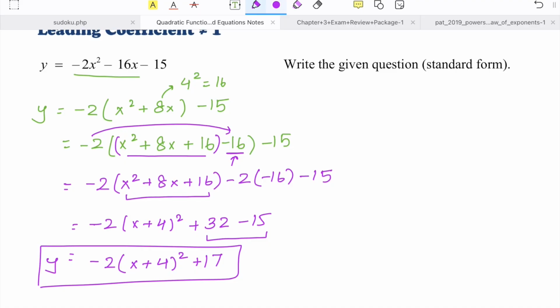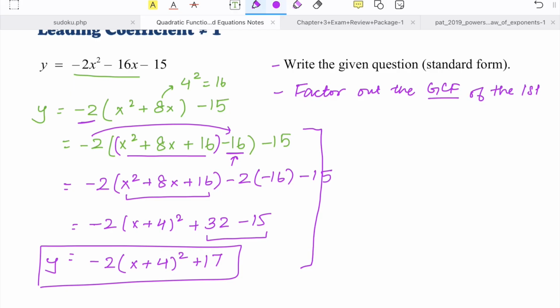Okay. So everything from here were the same steps that we did for our leading coefficient 1. The only step that was added was factor out the greatest common factor, or the coefficient in this case, of the first two terms. And then repeat the same steps.